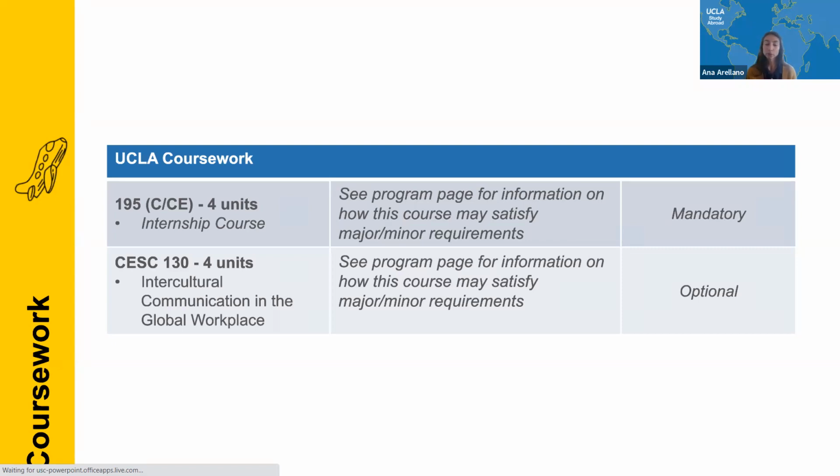Once again, each program brochure would indicate whether or not this course would satisfy major or minor requirements. As well, the program brochure would indicate whether these courses must be taken for a pass, no pass, or for a letter grade. So I just encourage you to view that. Once again, I want to reiterate that the internship course is mandatory and the CSC 130 course is optional, with the exception of our financial aid students.